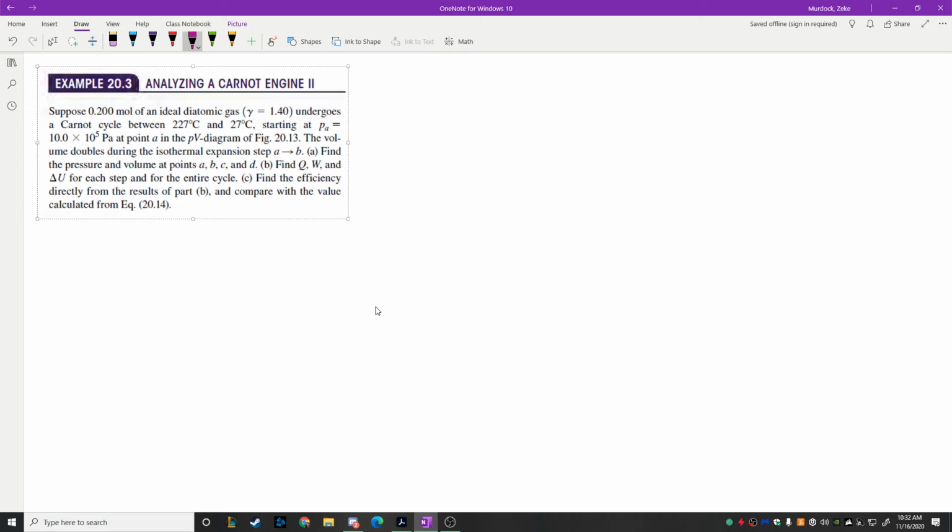All right, suppose 0.2 moles of an ideal diatomic gas with gamma equal to 1.4 undergoes a Carnot cycle between 227 degrees Celsius and 27 degrees Celsius, starting with a pressure of 10 times 10 to the 5 pascals. That's like, what is that, like 10% atmospheric pressure? No, 10 times atmospheric pressure. At point A, in the PV diagram above, figure 20.13.